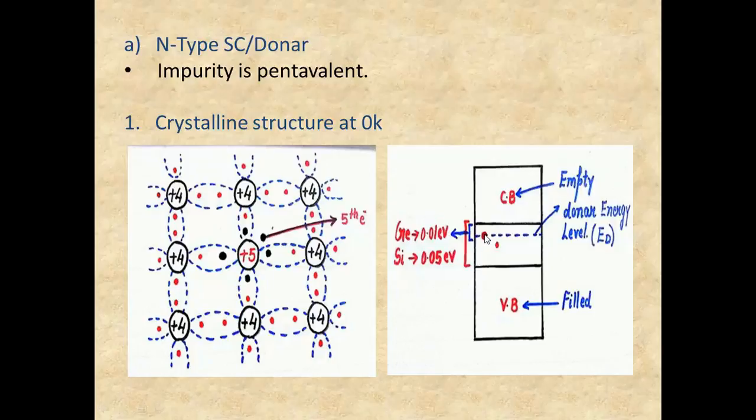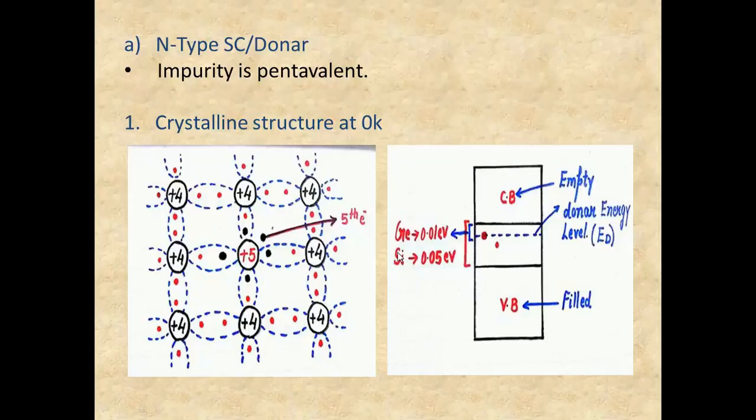The fifth electron is not in the covalent bonding, as you know, and it is also not a free electron, but it is a bonded electron to the parent atom. It's always bonded to the parent, that's why it's somewhere near the parent atom. At 0 Kelvin, the fifth electron of all the impurity atoms exists in this donor energy level, as you can see here. Every fifth electron will be residing in this same discrete energy level.